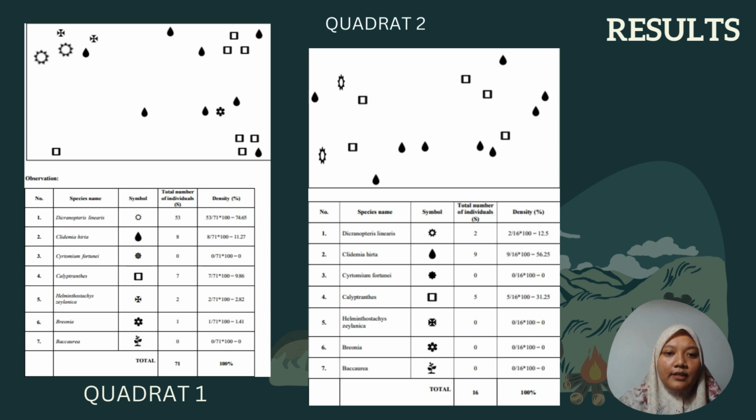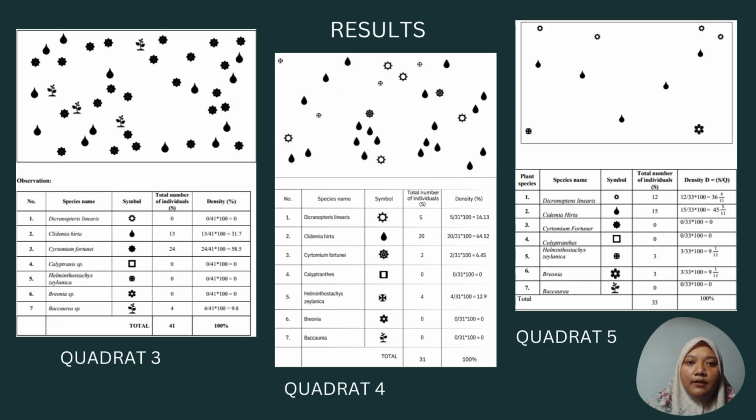For the result in quadrat 1, the total number of individuals we found is 71 and the highest species is Micropteris linearis. Meanwhile, for quadrat 2, Clademia hirta is the highest species we found. For the result in quadrat 3, the total number of individuals we found is 41 and the highest species is Cryptomium fortunei. Meanwhile, in quadrats 4 and 5, Clademia hirta is the highest species we found.